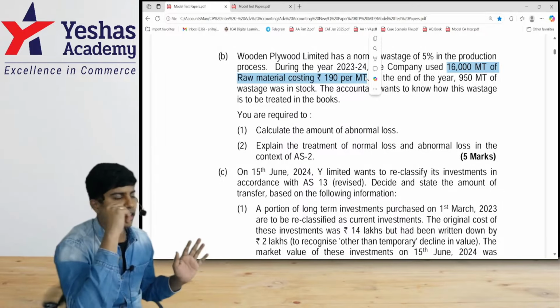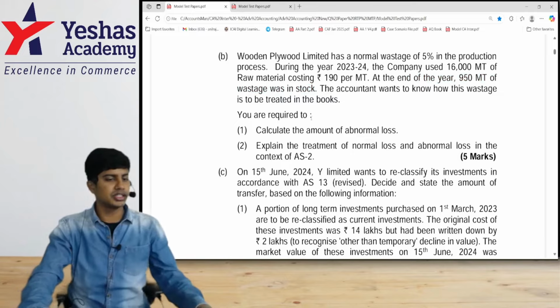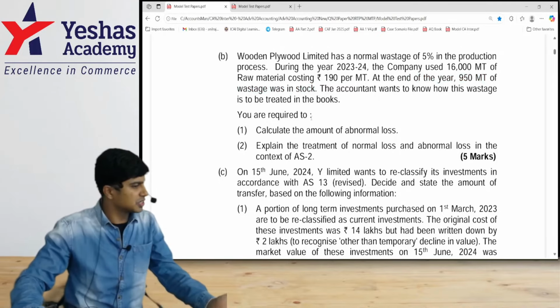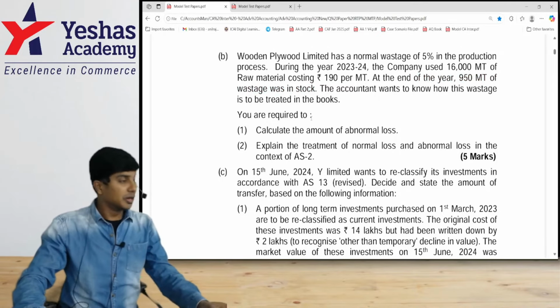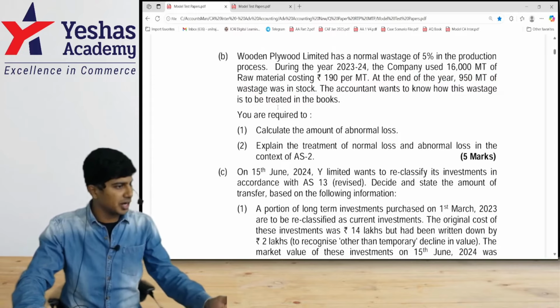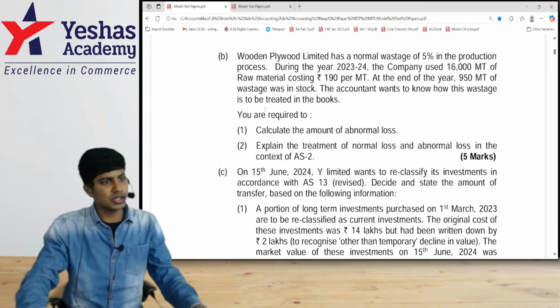They're asking us: the accountant wants to know how this wastage is to be treated in the books. Maybe he also looks like wastage because he doesn't even know this. But good, when people don't know this, they come to you, take consulting, pay you fees. You also survive. Calculate the amount of abnormal loss. Explain the treatment of normal and abnormal loss.